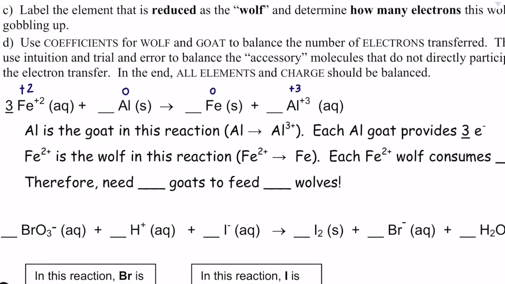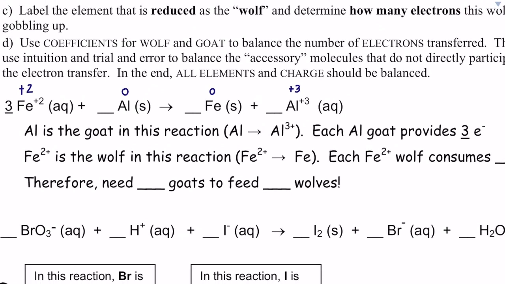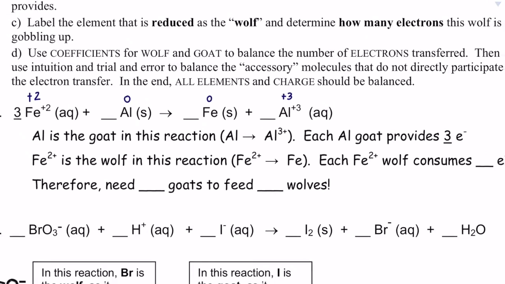So the words underneath say, aluminum is the goat in this reaction because each aluminum goat is providing 3 electrons. So the goat is being oxidized, losing electrons. So aluminum is going from 0 to +3. That means it's losing 3 electrons.